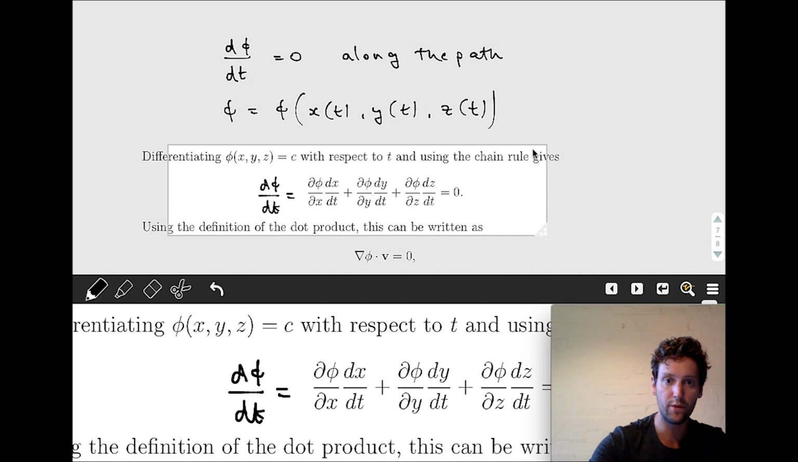And notice that I've used the ordinary derivative sign, a regular d, for dx dt, dy dt, and dz dt because they are each functions of t only, but I've got partial derivatives for d phi dx, d phi dy, and d phi dz. So that's my expression for d phi dt using the chain rule, but of course d phi dt is equal to 0 along that trajectory. Phi is a constant. So you notice here that that looks a lot like the definition of a dot product.